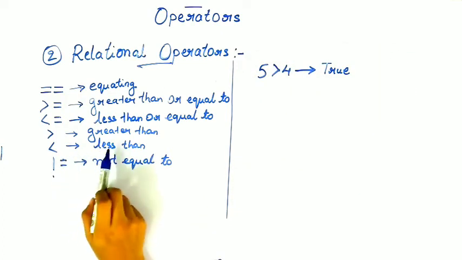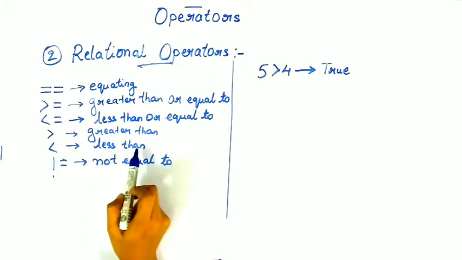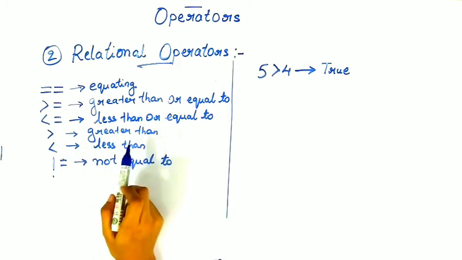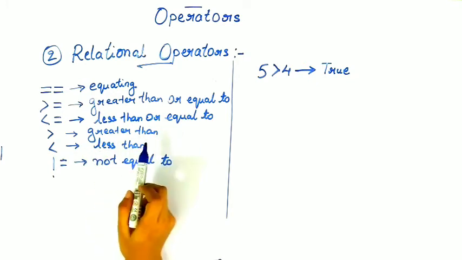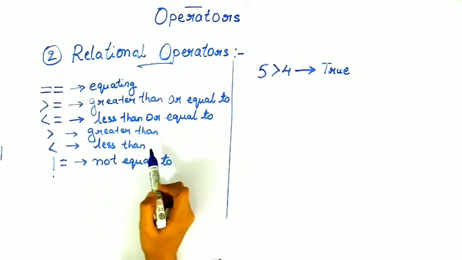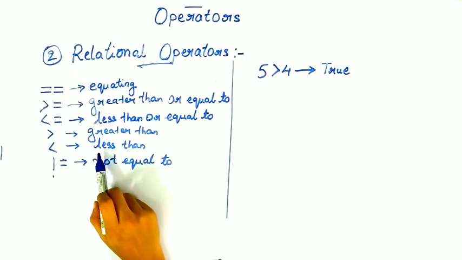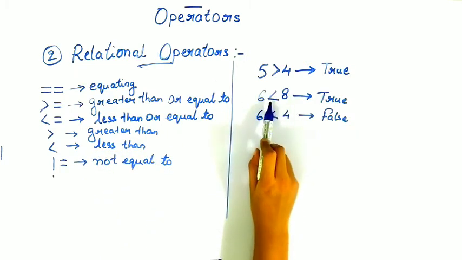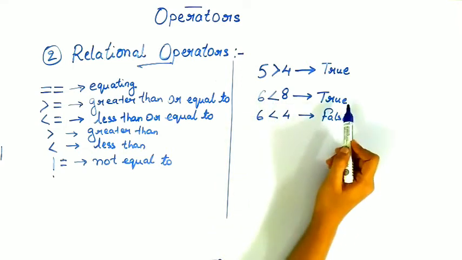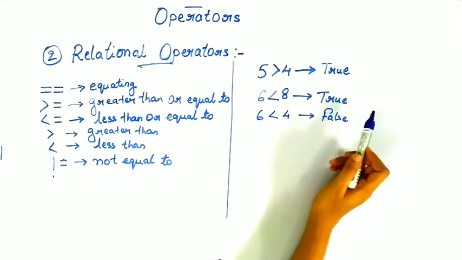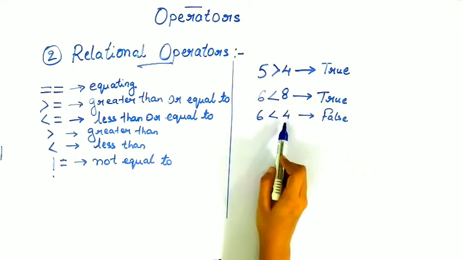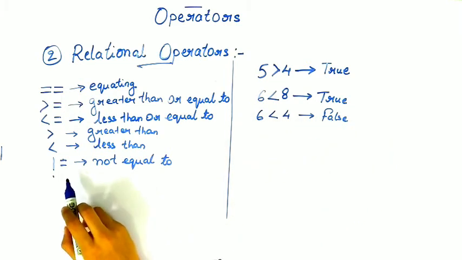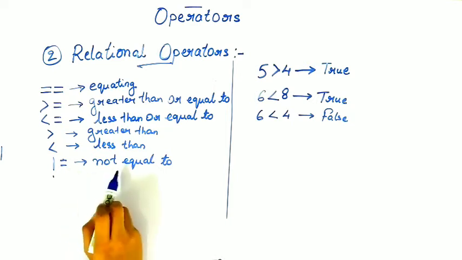Similar is the case with the less than operator. If the number being compared with the other number is less than the other one, then it will return a true value, else it will return a false. Is 6 less than 8? Yes, therefore it's a true. Is 6 less than 4? It's false. And the last relational operator is not equal to.